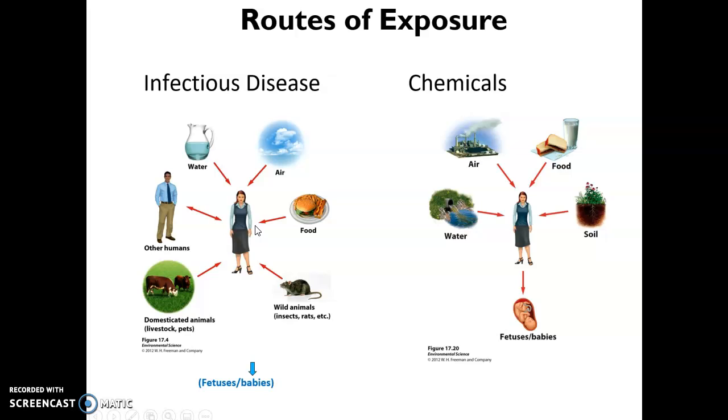And one thing that your book did not have listed in this diagram that is important is that an infectious disease can also be passed from the mother to the fetus or the baby through breast milk or from delivery and everything else. So chemicals, very similar. Chemicals can come from air and water and food, just like they can for infectious diseases. Also can come from soil. And chemicals, again, can be passed from the mother to the fetus and baby.